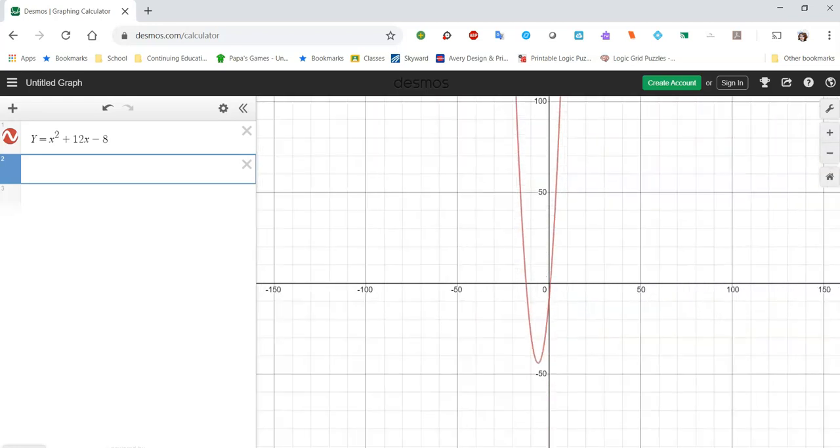And you need to be able to see the vertex as well. Here, if you click on the vertex, it will tell you what it is. So it's -6, -44. And it gives me all four important pieces of information as dots already. As you can see, there's already a dot for both roots, which are hard to see at this zoom, and for the y-intercept, which is -8 because it's the last number in the equation. So let's go ahead and write down our vertex, -6, -44.